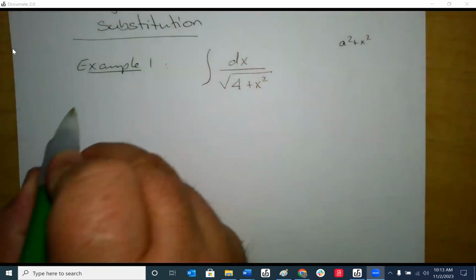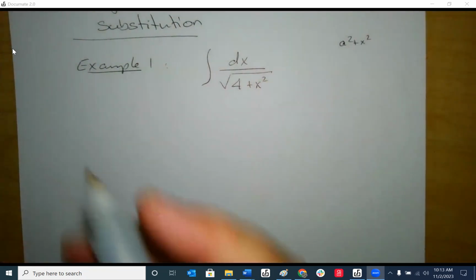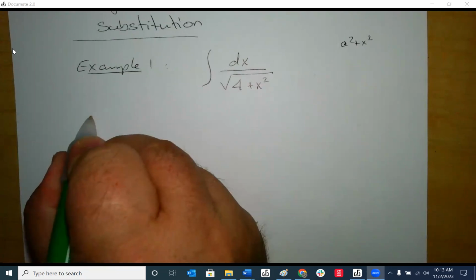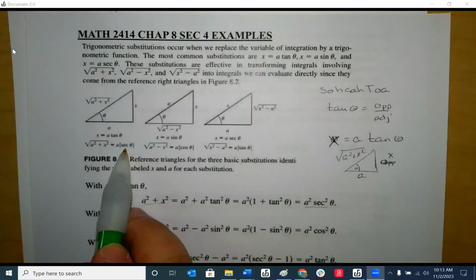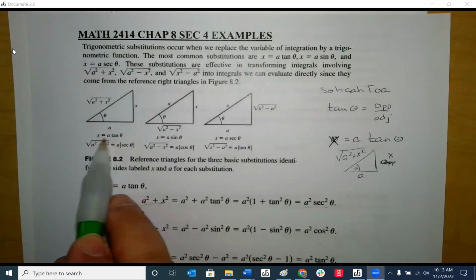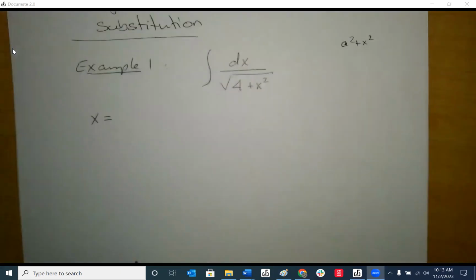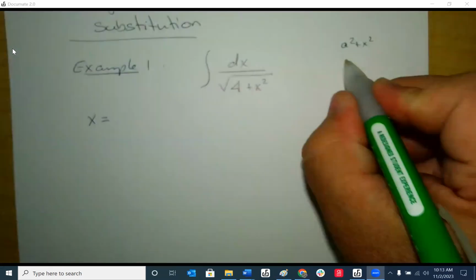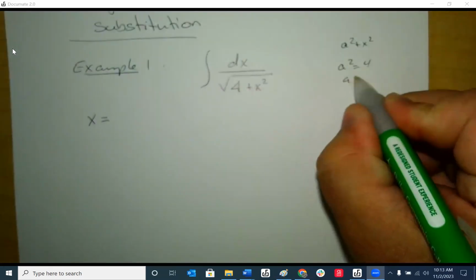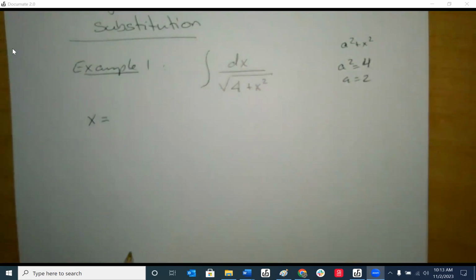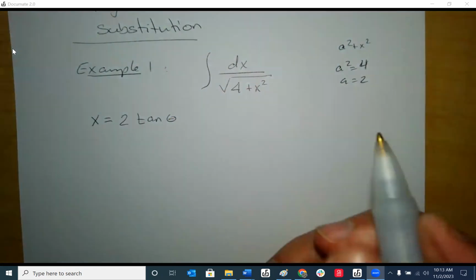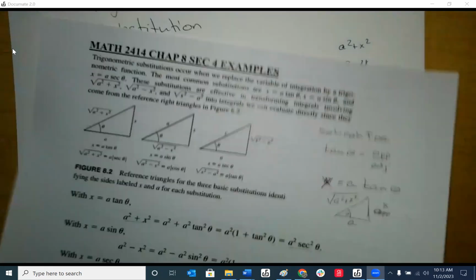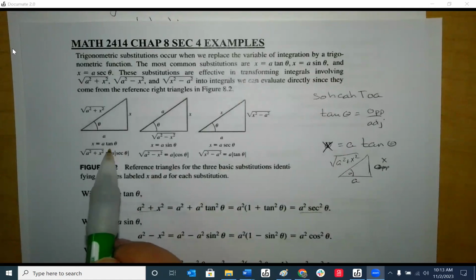So set the substitution. Since it equals secant, this is our conversion. So x equals a tangent theta. A squared equals 4, so a equals 2. So it's 2 tangent theta. Okay, that comes from here. x equals a tangent theta.